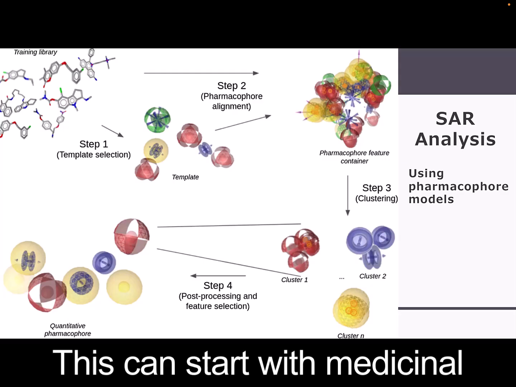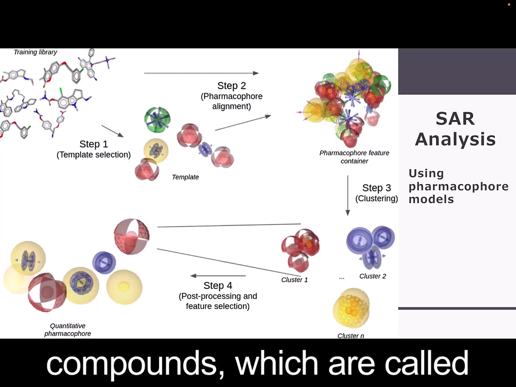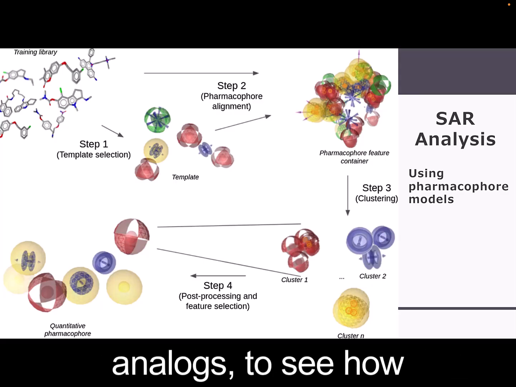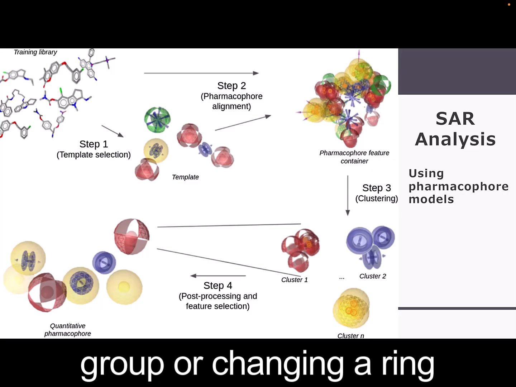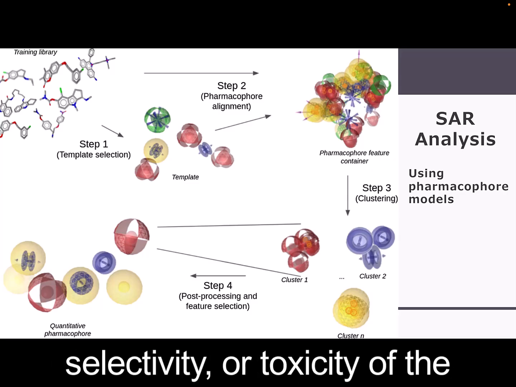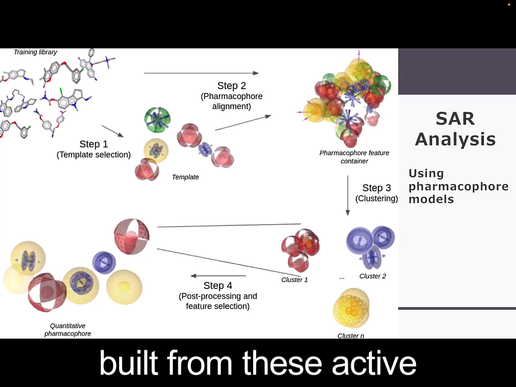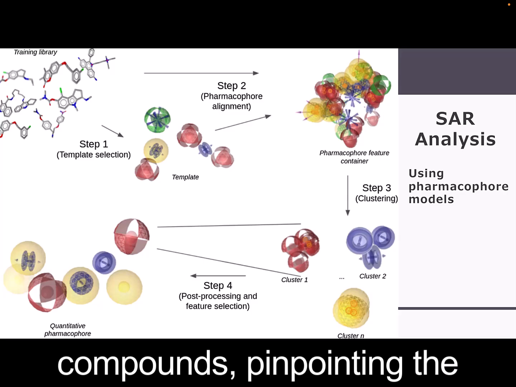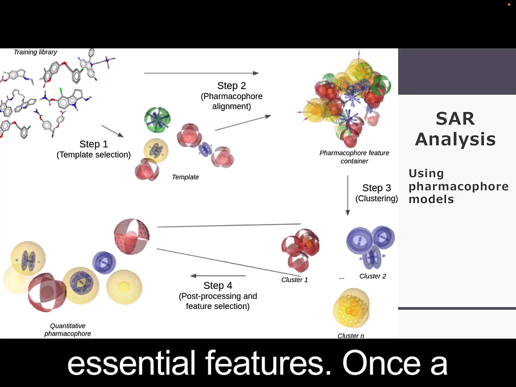This can start with medicinal chemists synthesizing and testing a series of related compounds, which are called analogs, to see how changes in the structure, such as adding a methyl group or changing a ring structure, affect the potency, selectivity, or toxicity of the drug molecule. A pharmacophore model is built from these active compounds, pinpointing the recurring spatial pattern of essential features.